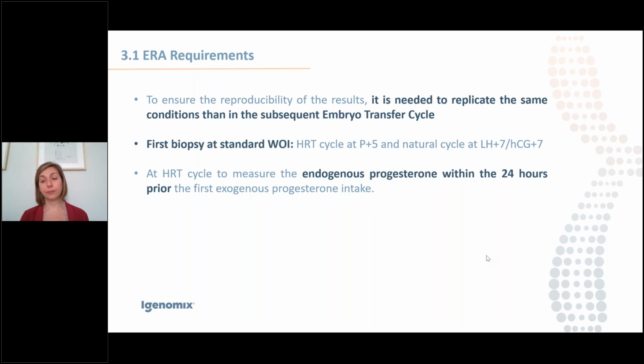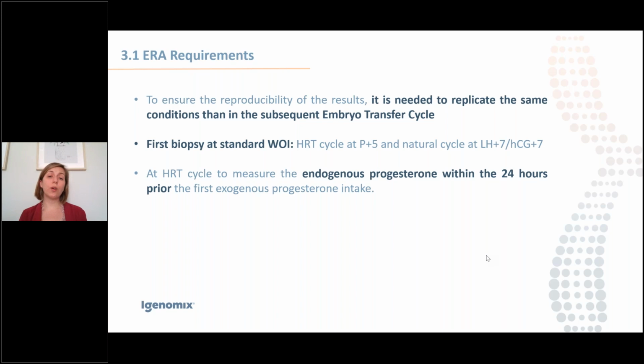Thanks again, Dr. Maria. Now, Dr. Priya again has another question. Some centers do day 4 morula transfers. Just a second, I missed this question. Yeah, some centers do day 4 morula transfers. Does ERA have a role then in the decision of the day of the transfer?